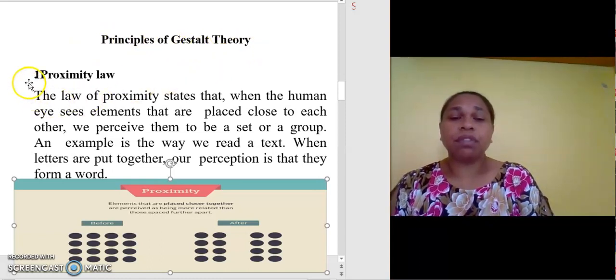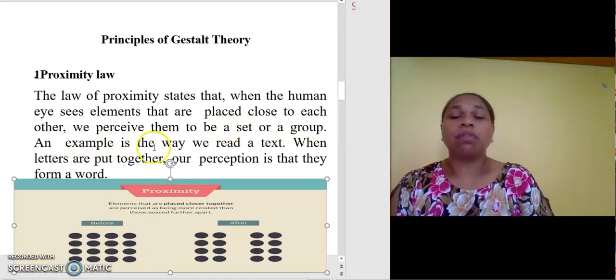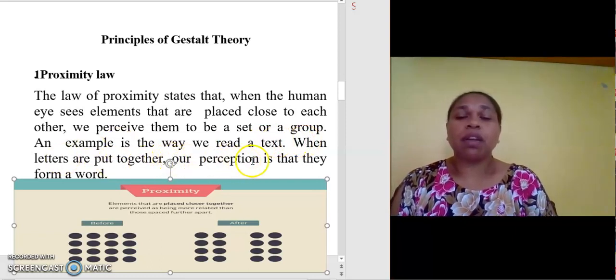So the first law of Gestalt, or Gestalt principle, is the law of proximity. The law of proximity states that when the human eye sees elements placed close together, we perceive them to be a set or a group. An example is the way we read a text. When letters are put together, our perception groups them.